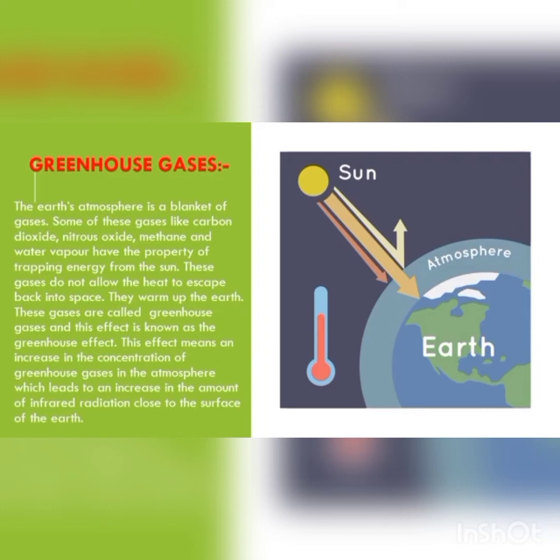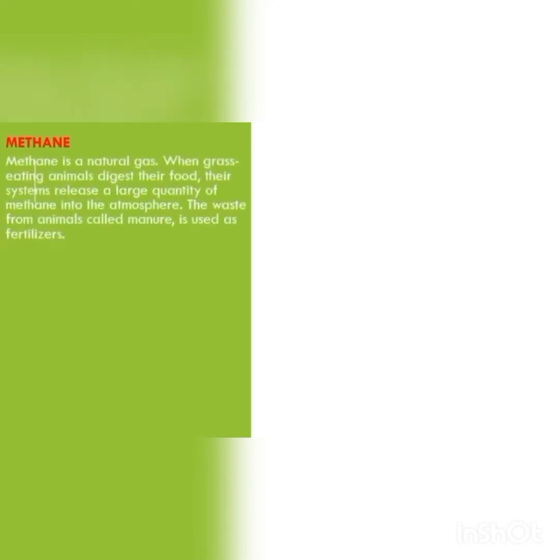So, let's come to know about the greenhouse gases. Here, the first gas is methane. Methane is a natural gas. When grass-eating animals digest their food, their system releases a large quantity of methane into the atmosphere. The waste from animals, called manure, is used as a fertilizer.